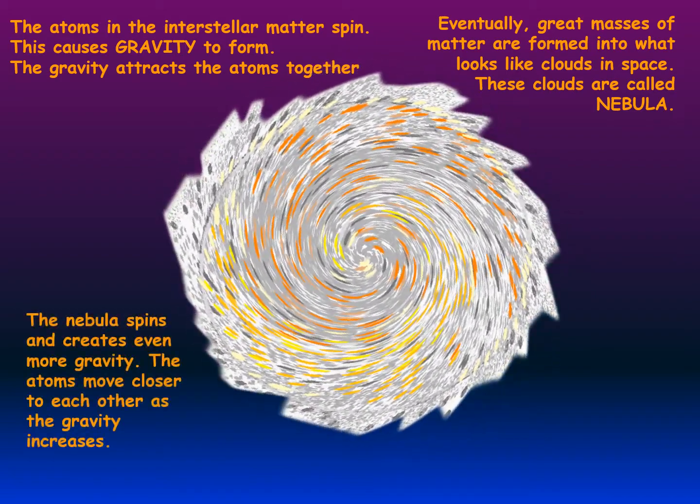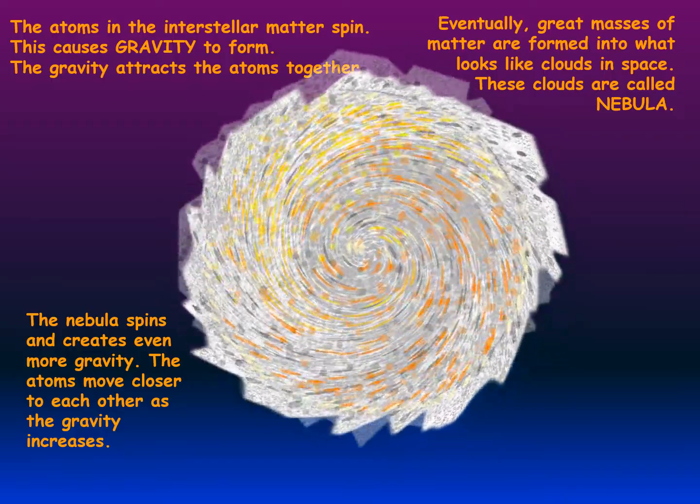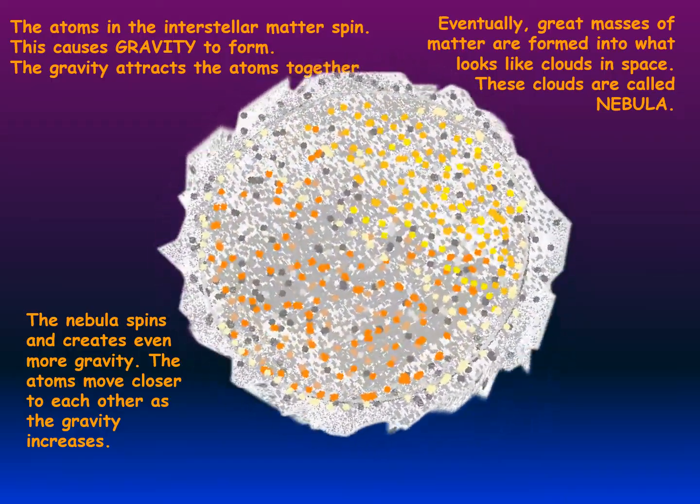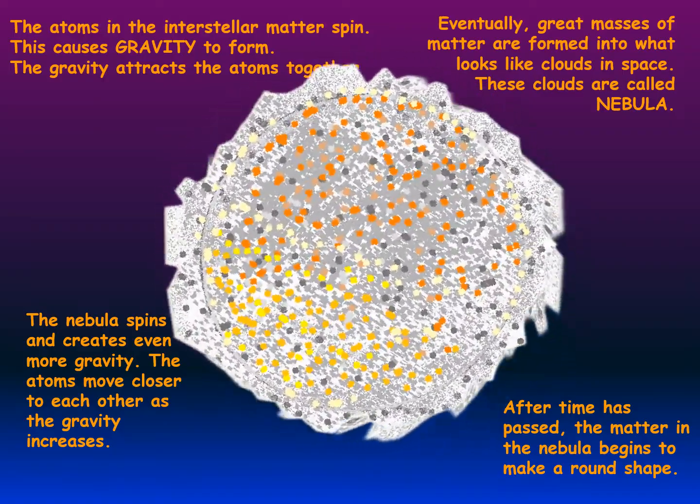The nebula spins and creates even more gravity. The atoms move closer to each other as the gravity increases. After time has passed, the matter in the nebula begins to make a round shape.